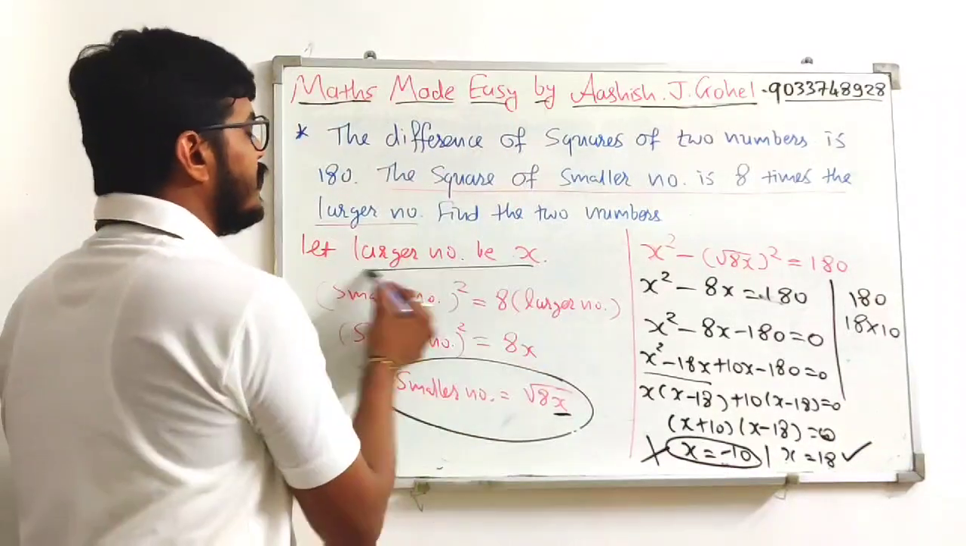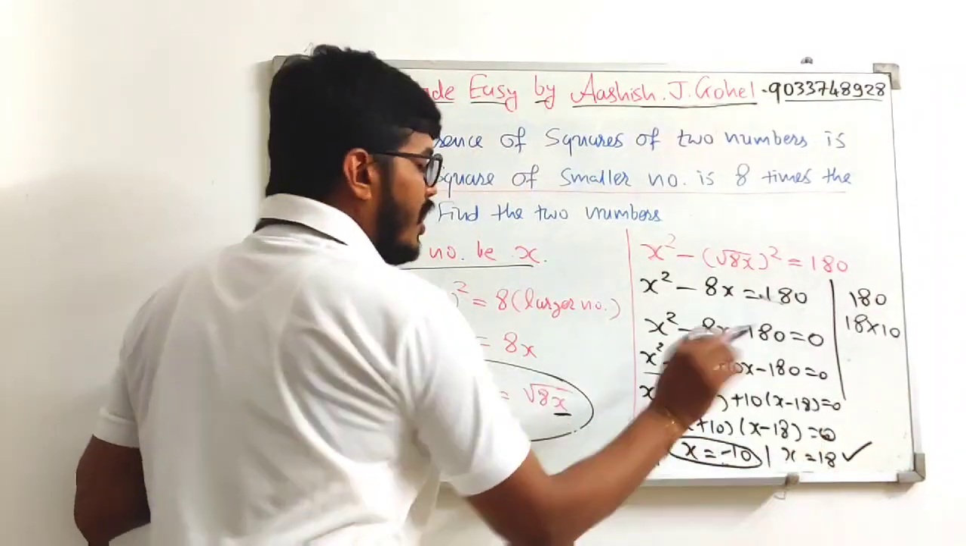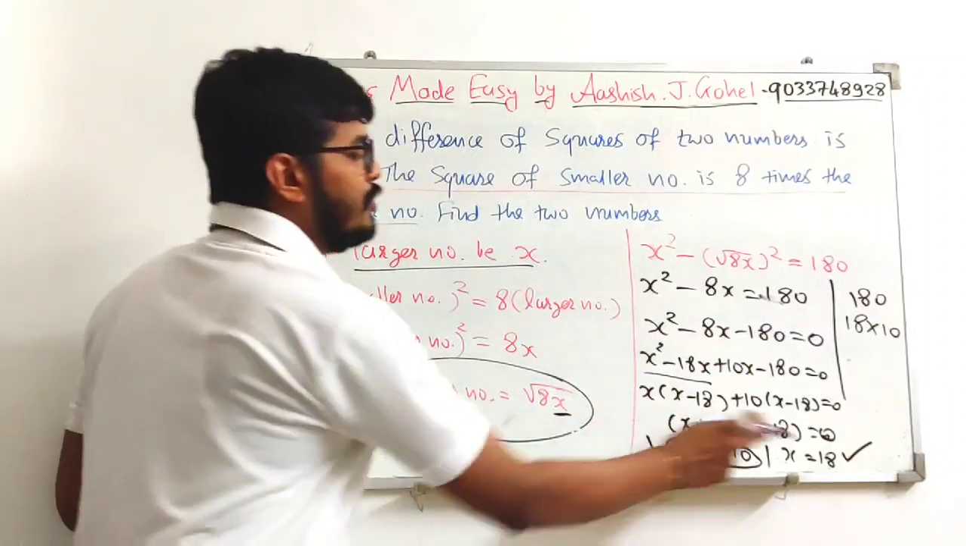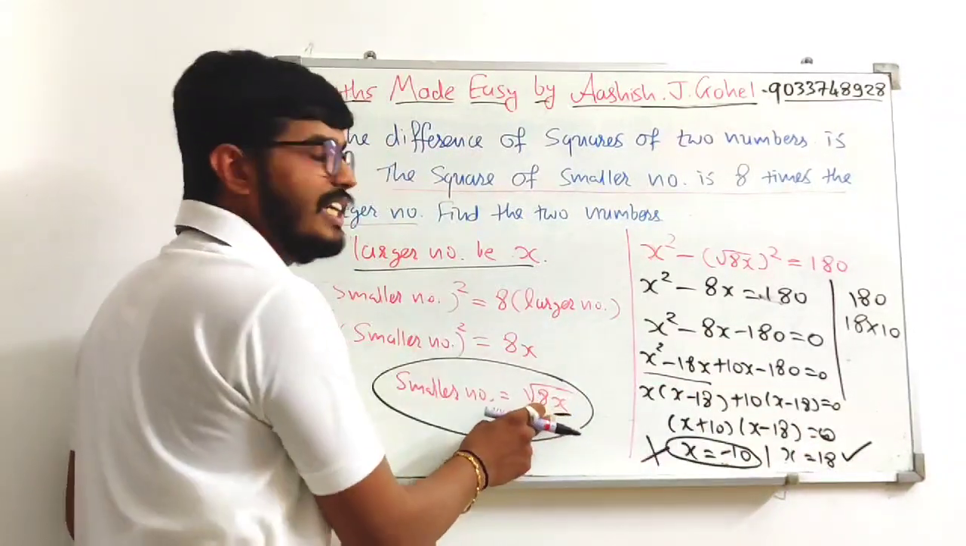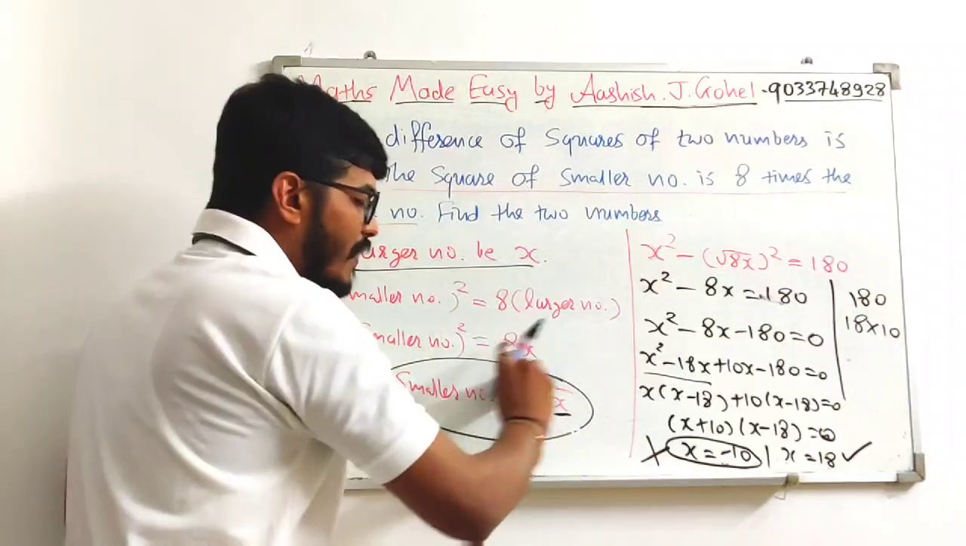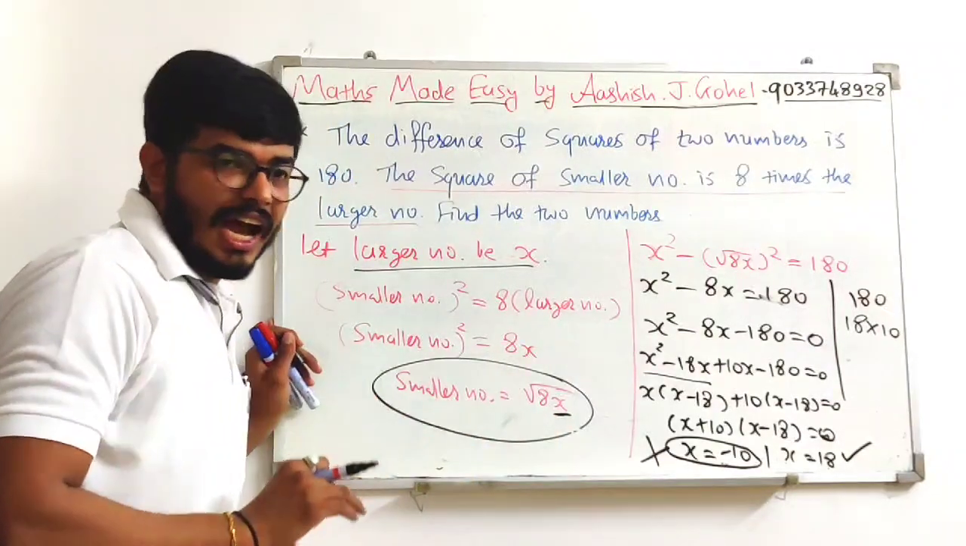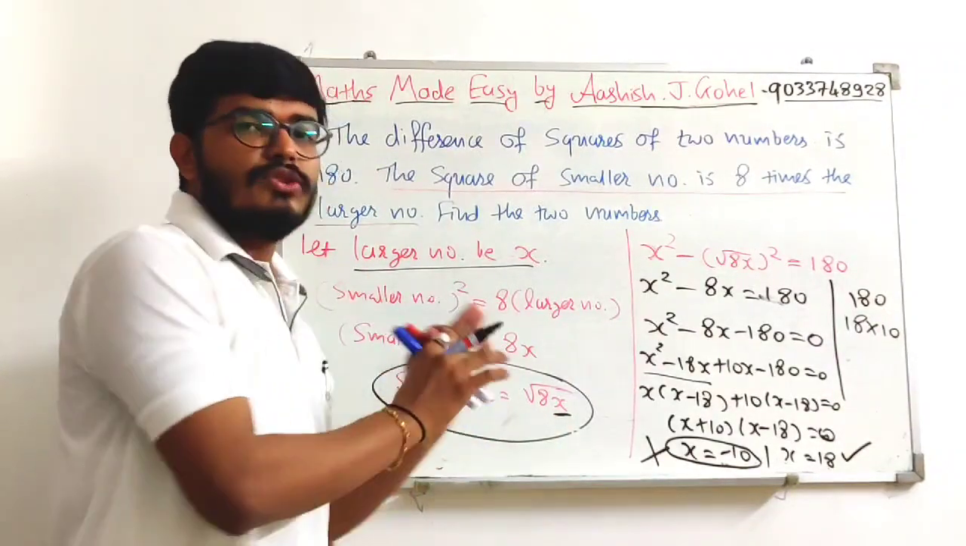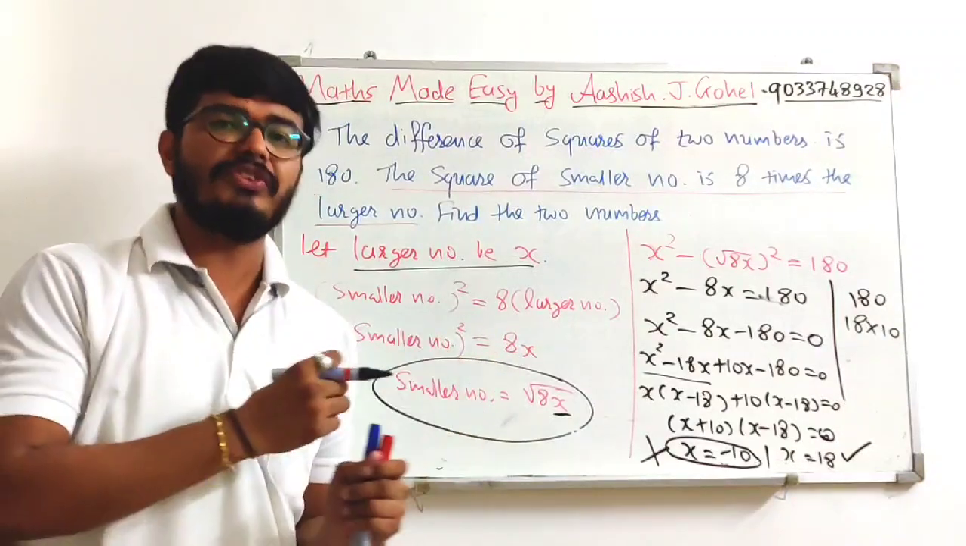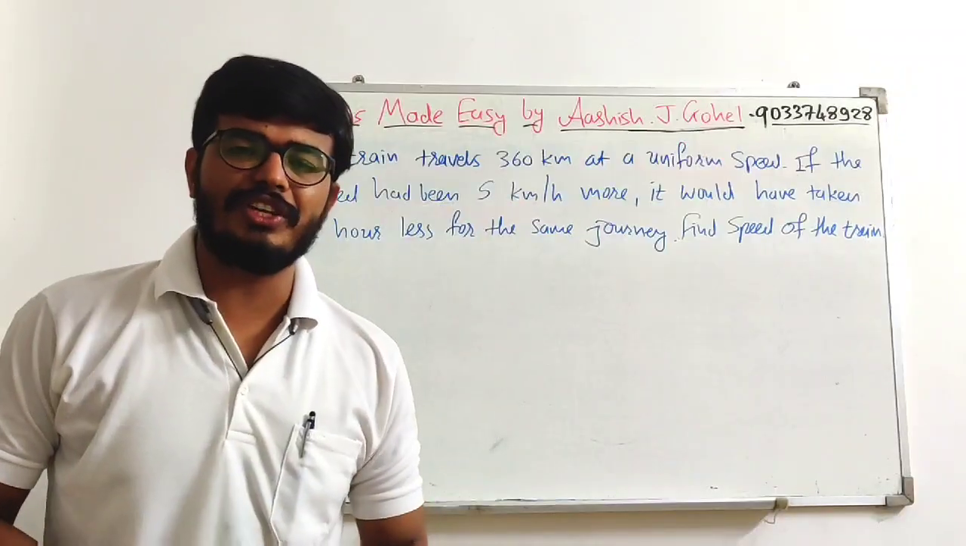So the larger number will be 18 and the smaller number will be what? You need to put the value x is equal to 18 over here and then take the square root of that number. I hope all of you get this now. So let us go for another question like this. The next question, have a look.